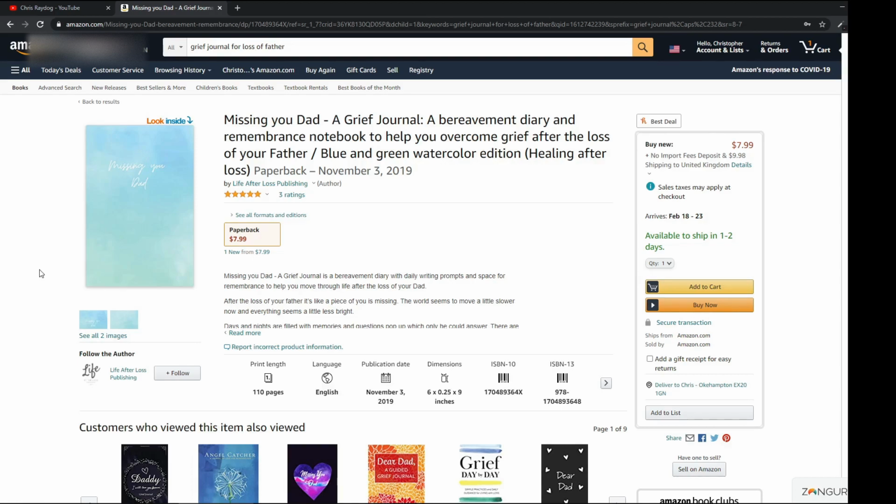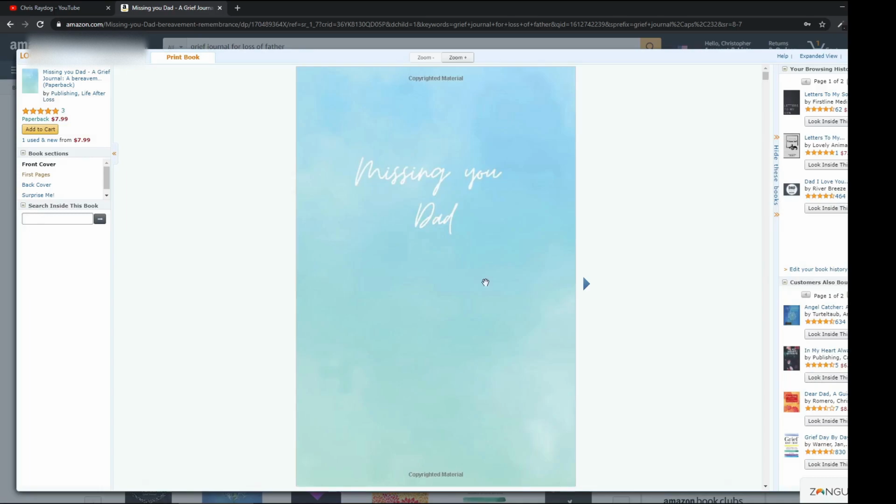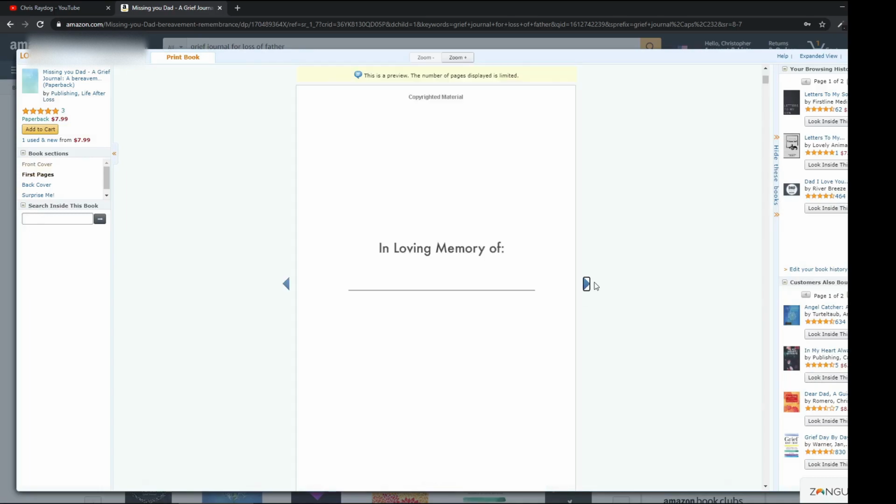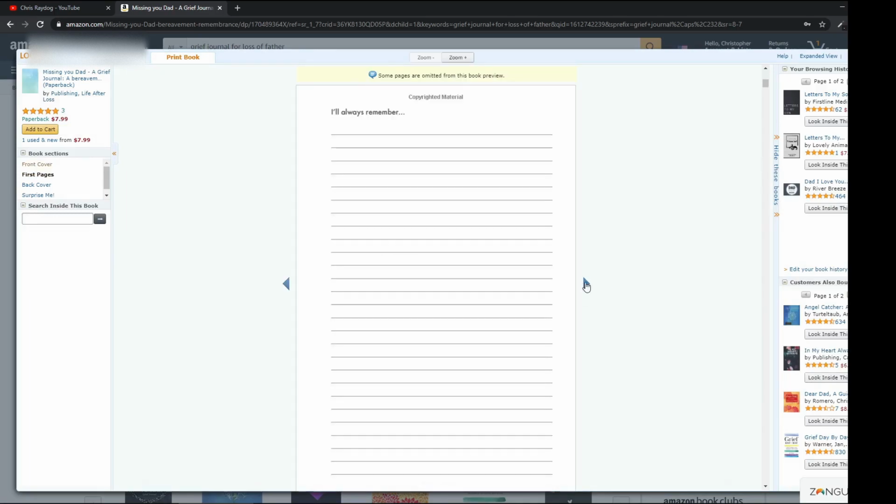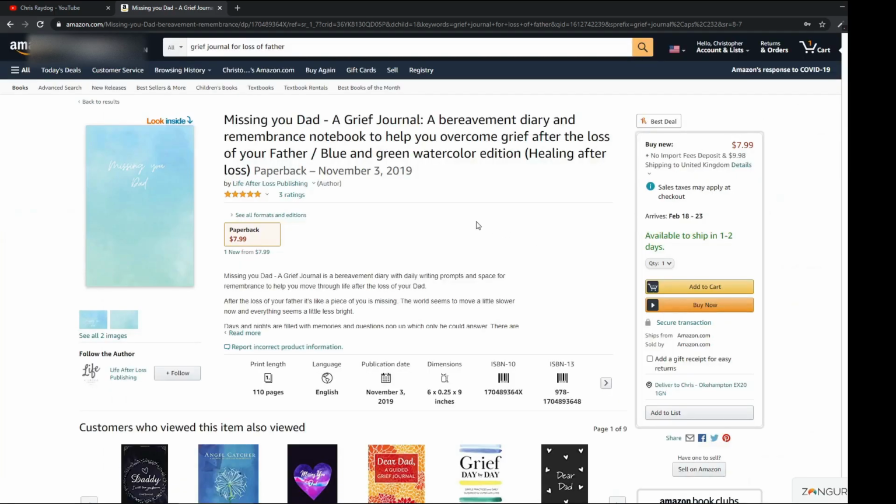It's a grief journal, and what people can do in this one is that, as you can see inside this person's interior, in loving memory of, and I'll always remember, and then that person can just write out their memories of their father, their mother, brother, sister, whatever you decide to go for. Again, up to you whether you want to pursue this. I think it's a good niche. Unfortunately, this side of it is slightly sadder than the other ones, but regardless, it's still a good selling niche.